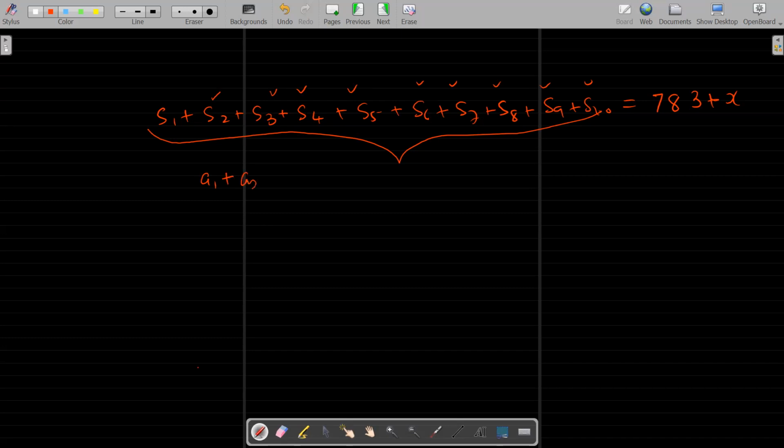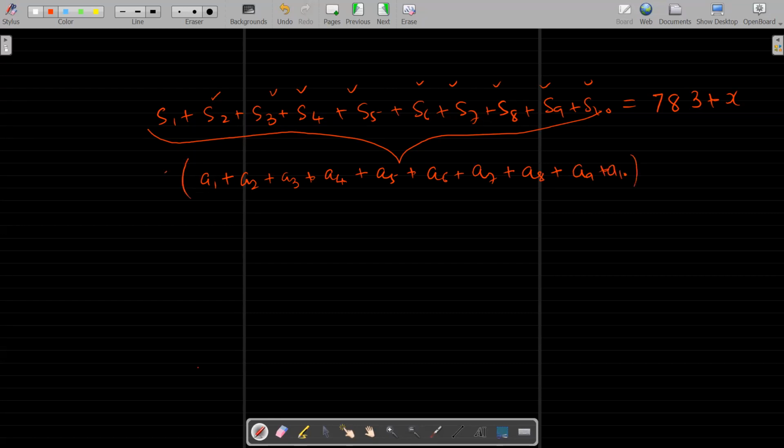A2 will get counted 9 times. A3 gets counted 9 times. A4 gets counted 9 times. A5, A6, every age gets counted 9 times. All of you agree? Any doubt with this?